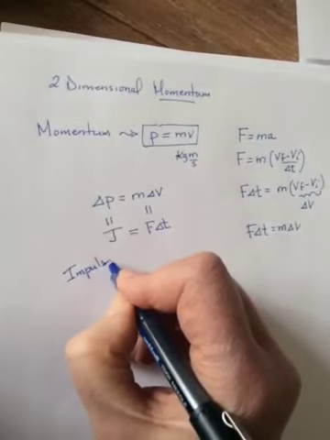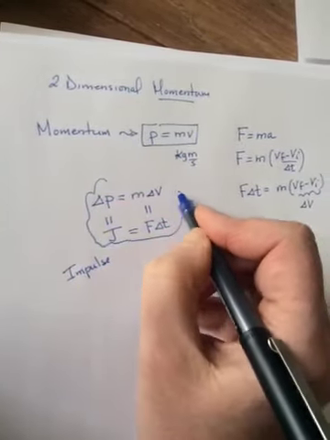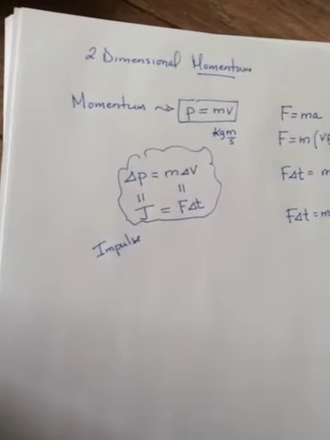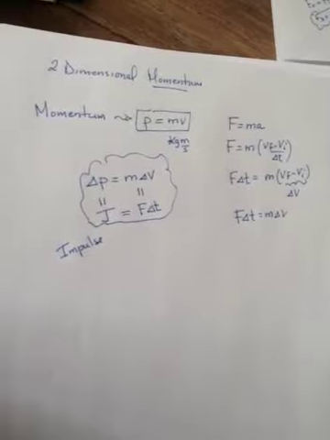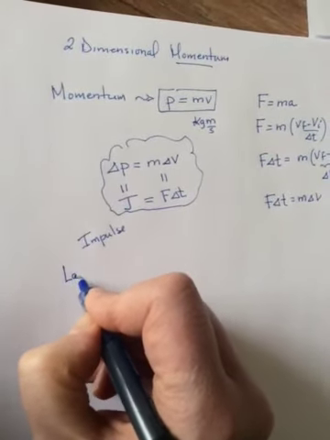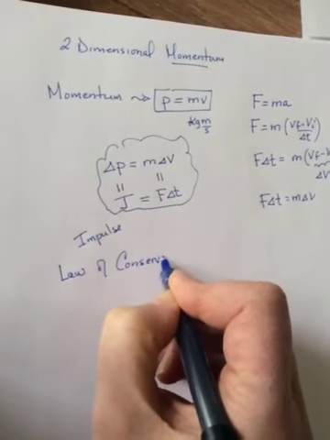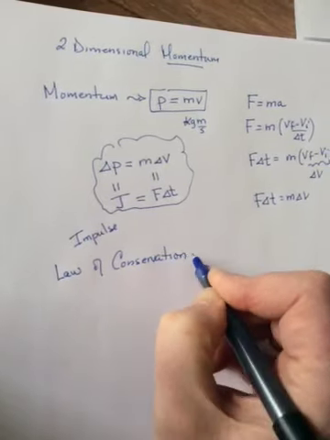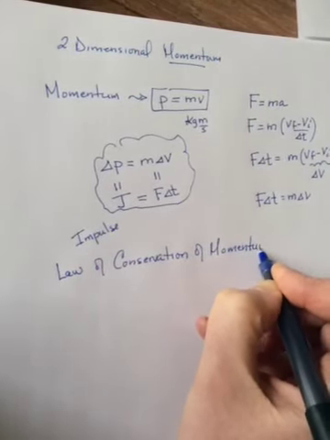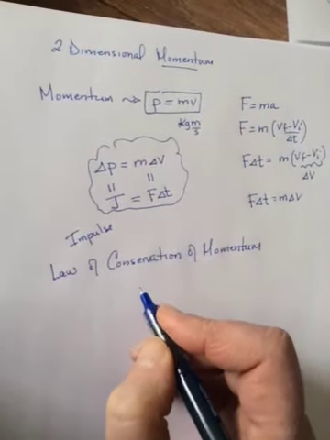If you remember, we put an impulse on an object and it changes the object's momentum. So in grade 11 physics, we did a fair bit of calculations with that. But in grade 12 physics, we're really going to talk about the law of conservation of momentum, which we also talked about in grade 11 physics. But in grade 11 physics, it was always only in one dimension. But in grade 12 physics, it's going to be in two.